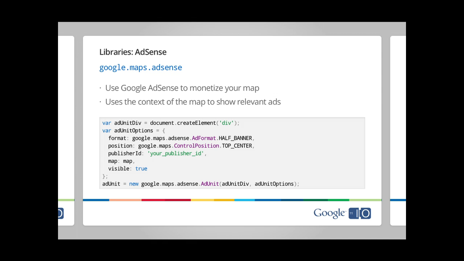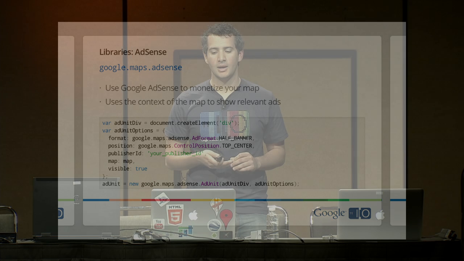And then if you want the ad to live on top of the map, you can pass in a control position for the ad, but the ad can also live off the map and still be tied to the context of the map. Your publisher ID, so we know where to send the checks, the map that it's tied to, and then whether it's visible by default. And then I just create the ad unit, new google.maps.adsense ad unit, pass in the div that it's living on, and the ad unit options that I just described.